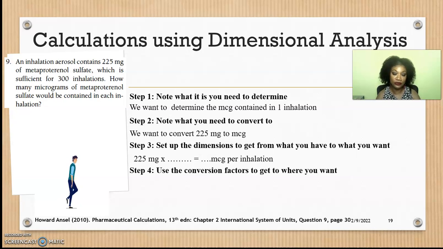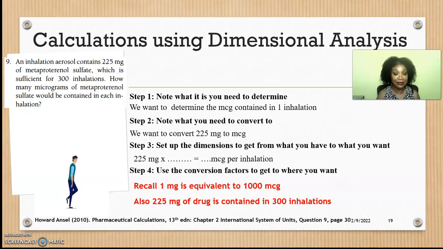How do we move from 225 milligrams to micrograms per inhalation? We have to use conversion factors. So we have to recall the conversion factors that are going to allow us to get there. We have to change 225 milligrams to micrograms, and we also need these micrograms to be per inhalation. So one conversion factor is that 1 milligram is equivalent to 1000 micrograms. Another conversion factor is that for every 300 inhalations, we have 225 milligrams of drug.